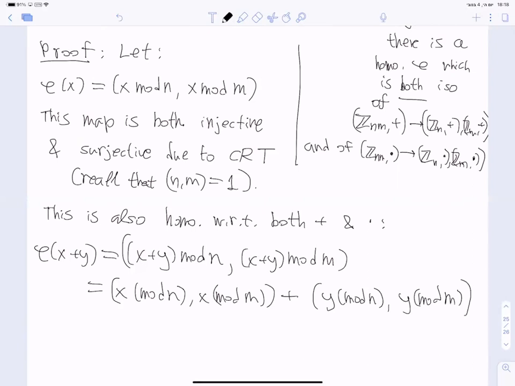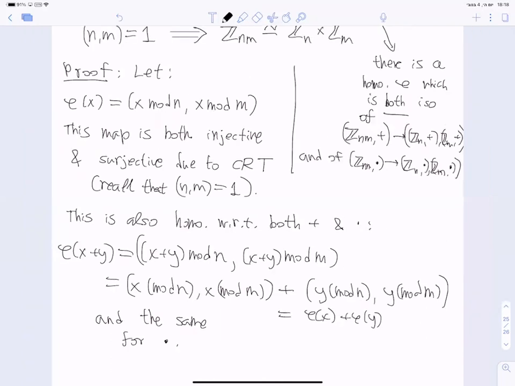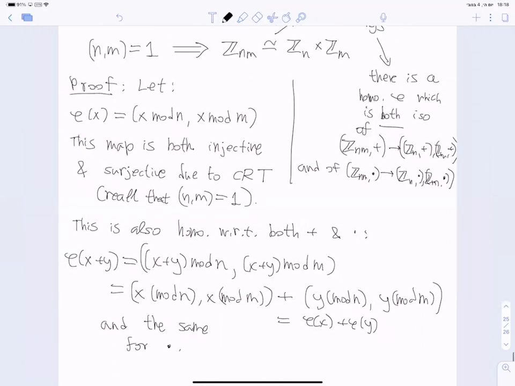Okay, and the same for multiplication. This is, by the way, phi of x plus phi of y. Why do we need that? This is very powerful. We're going to see how we use it in cryptography. This claim.